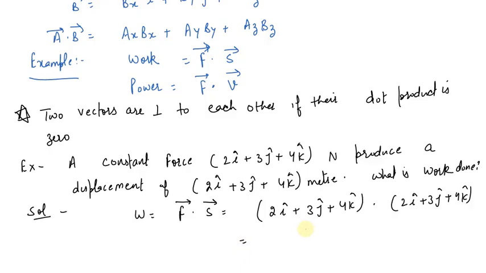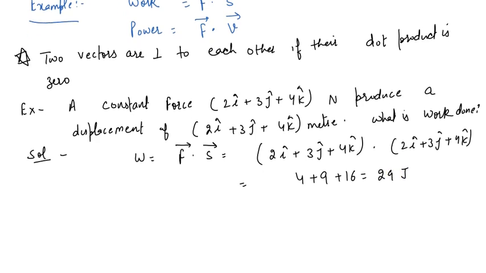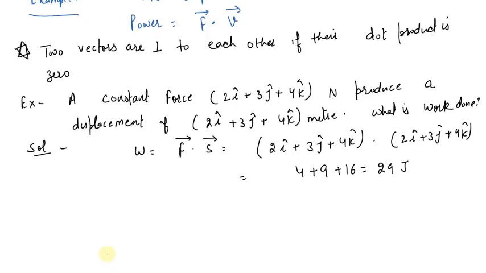Now this comes 4 plus 9 plus 16, that is 29 joule. So work is 29 joule. This dot product is also used to find the angle between two vectors. Let me take an example.